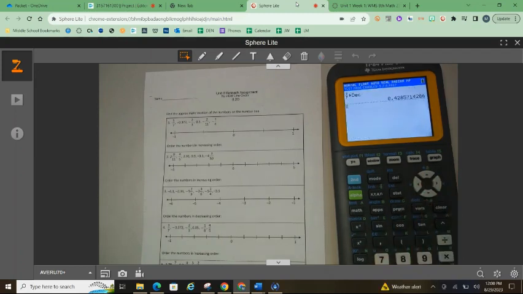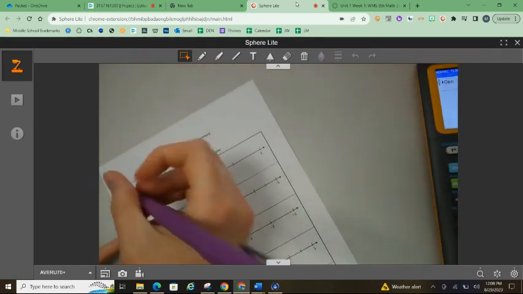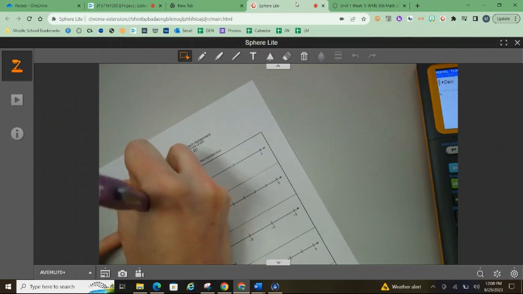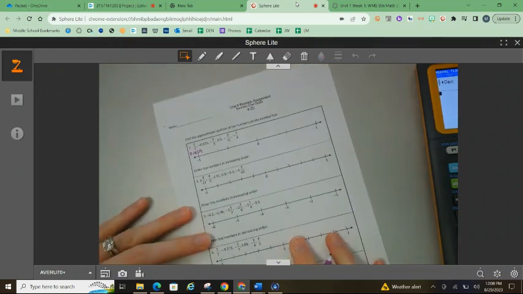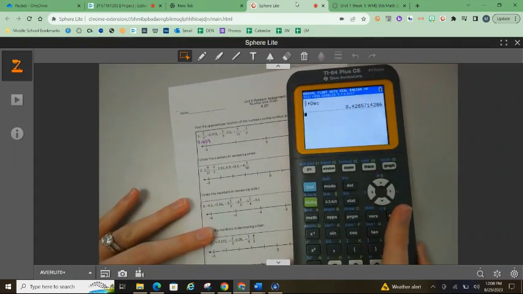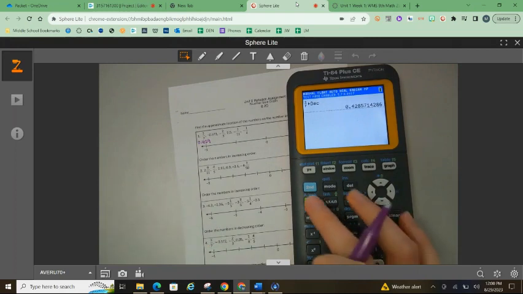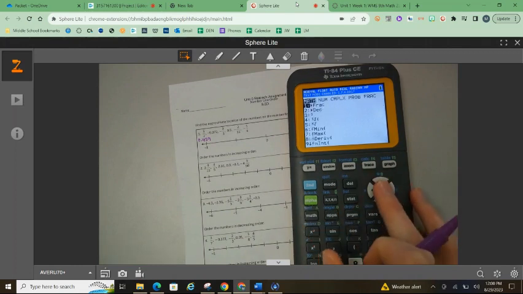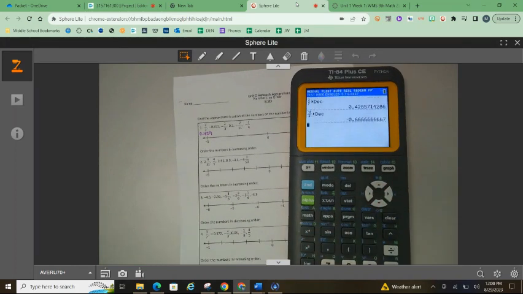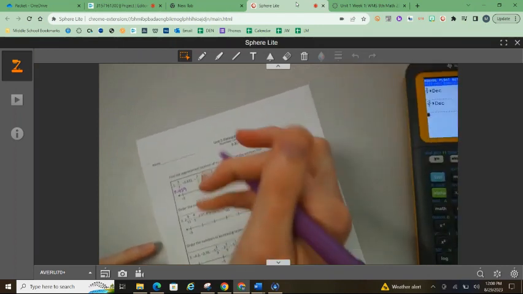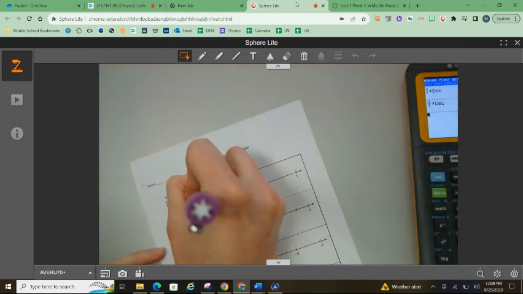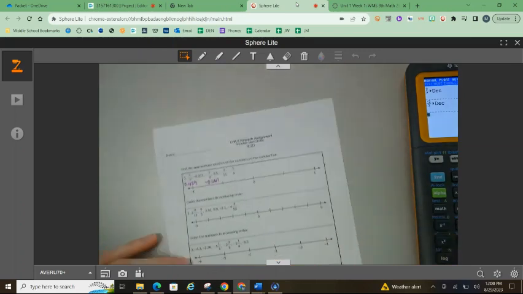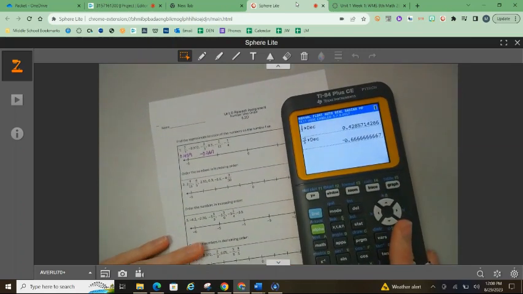Now you only need to go out 3 places. So this is 0.429 if I round it. And then we have negative 3.72, that's already a decimal. Then I'm going to do negative 2/3. So negative 2/3, right arrow to get out, hit math, go down to decimal. That's negative 0.6 repeating, so negative 0.667. Then we have negative 2/11.